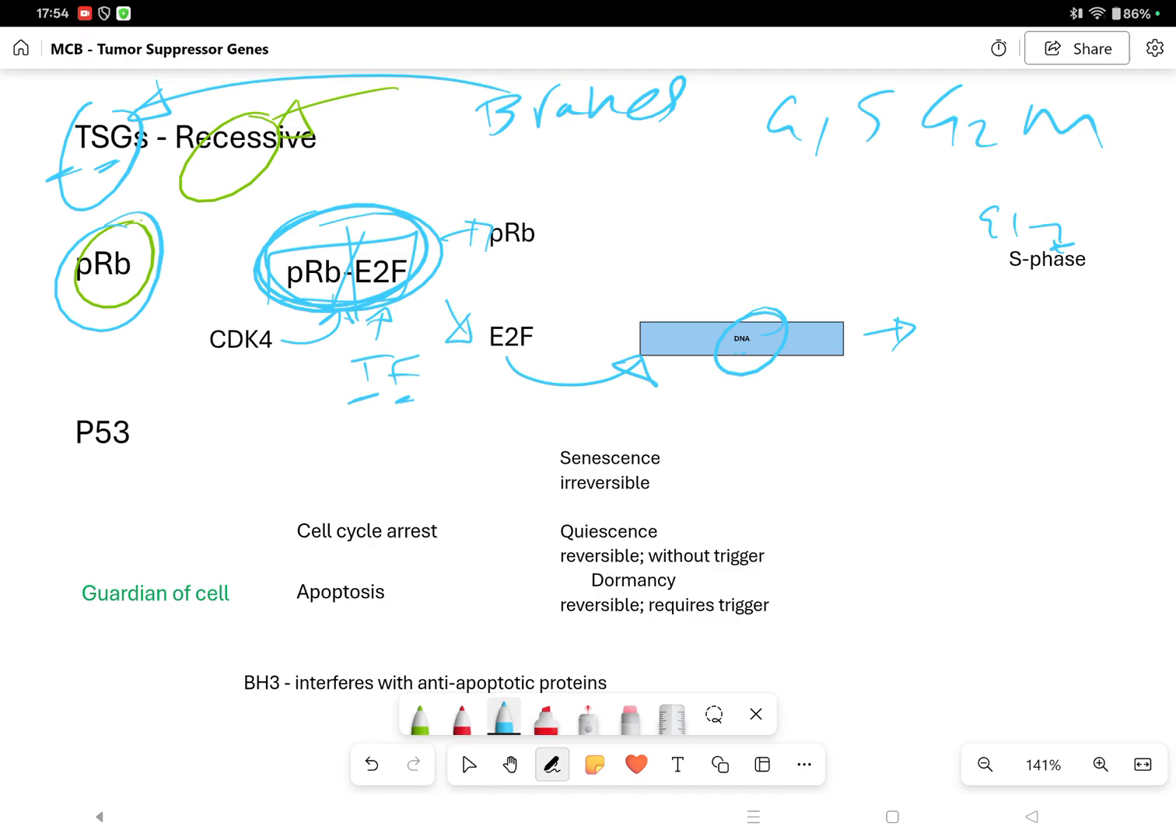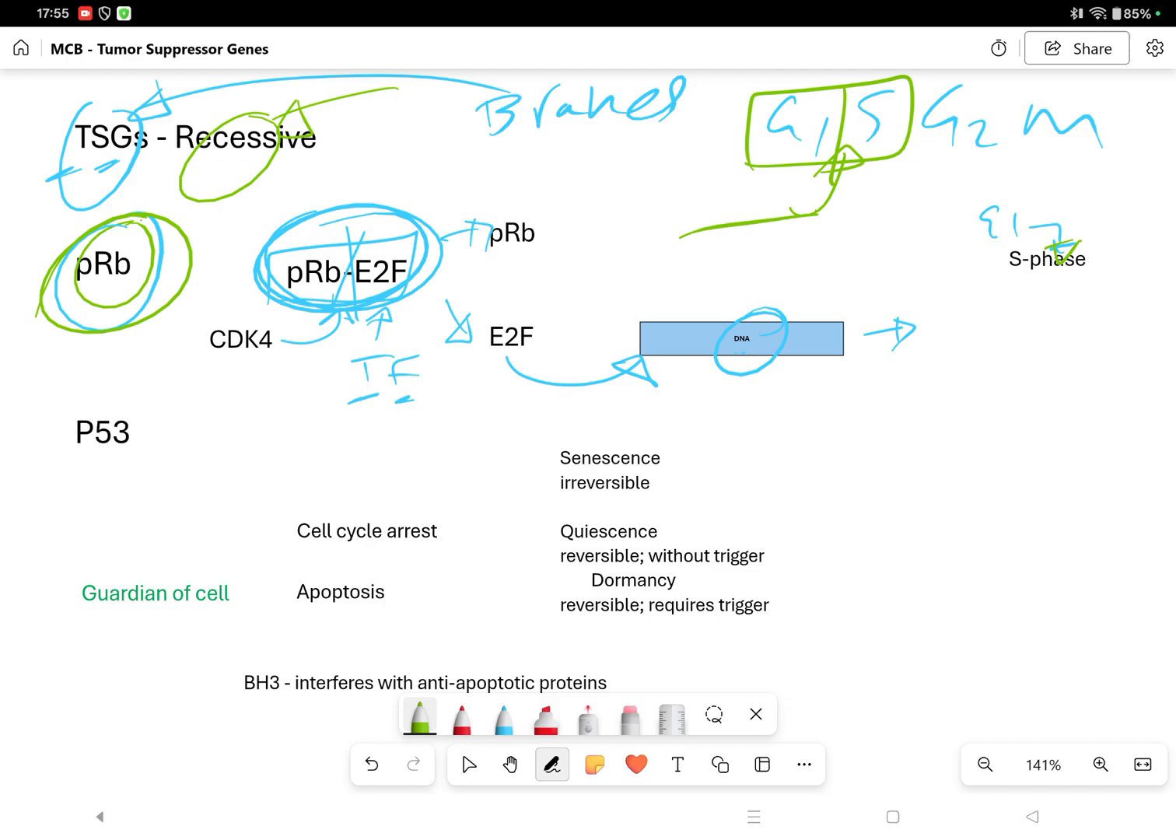Now, if this is going to go from G1 phase to S phase, this must act over here. And if you remember from last year, G1/S was a checkpoint. So the G1/S checkpoint is actually controlled by pRB. And that's that.